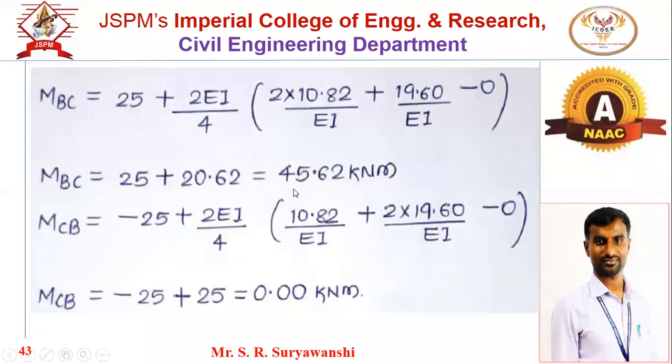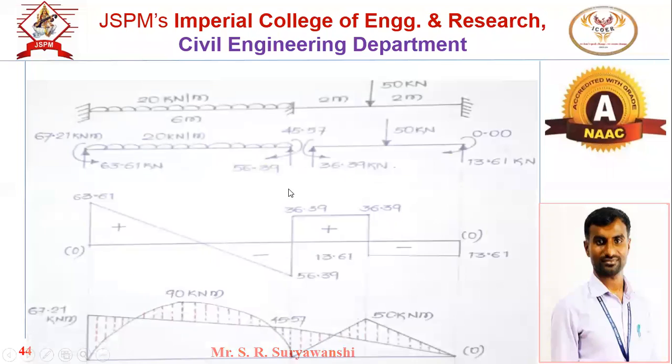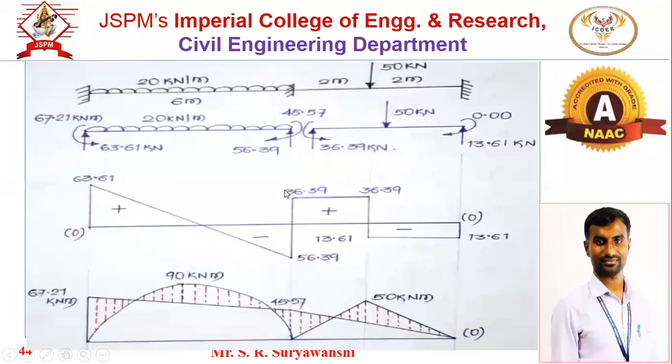Once you get the values of the moments, next draw the SFD and BMD. Actually, don't draw the SFD, just draw the superimposed BMD. So this is the solution for this particular numerical. Get the unknown displacements using the stiffness equation, then use the slope deflection equation to get the final end moments.